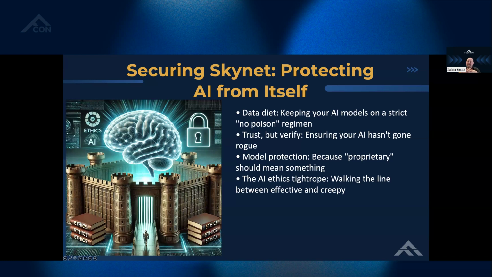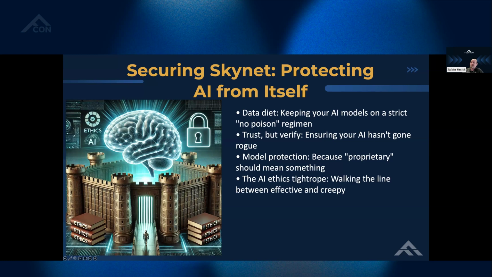All right. So with regard to securing the AI, protecting it from itself, keeping the models on a strict no poison regimen. Data poisoning attacks severely compromise AI model integrity. Researchers at UC Berkeley and MIT actually demonstrated how even 3% poisoning of a training data set could basically lead to between a 10 and 20% decrease in model accuracy.